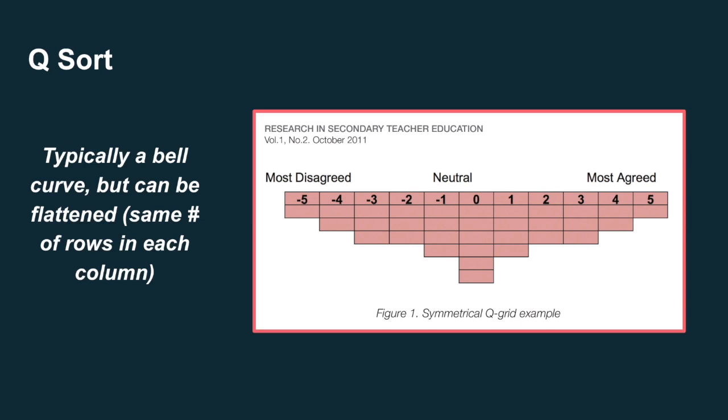I can't remember what this is called. Yeah, Q-grid. And typically it's a bell curve, but recent researchers have said it could also be flattened. I'll show you an example of that on the next slide. But this is where we have the most positive and the most negative kind of skewed, like +5, -5, or like +3, -3.